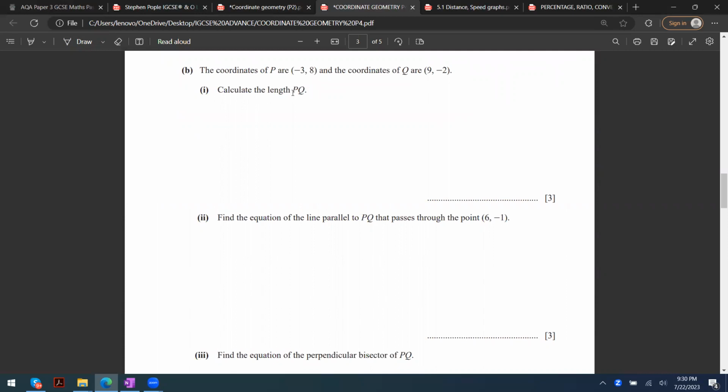Find the length. Please try to find it now. If anyone forgets the formula, it's x2 minus x1 whole square plus y2 minus y1 whole square, and everything under the root.